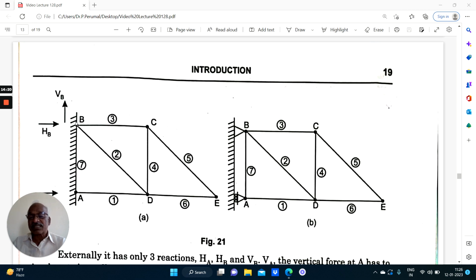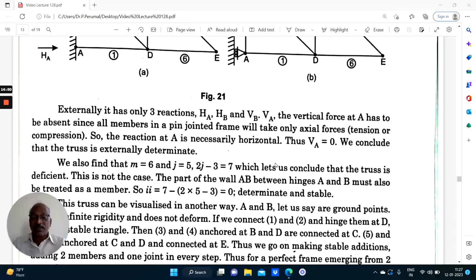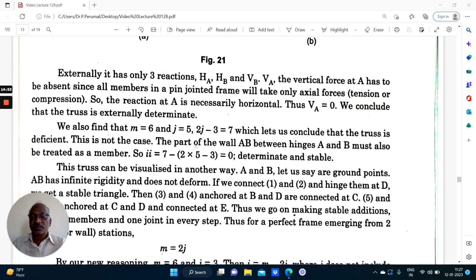Now when the truss starts from a rigid base, this 7 need not be considered for the calculation. It is a rigid support. 7 need not be considered as a member. So there are only 6 members, 1, 2, 3, 4, 5, 6 as numbered. 7 need not be counted. Here all the 7 members are to be considered. The formula here is I equal to m minus 2j only. Here it is I equal to m minus 2j minus 3. Right, that is the formula.